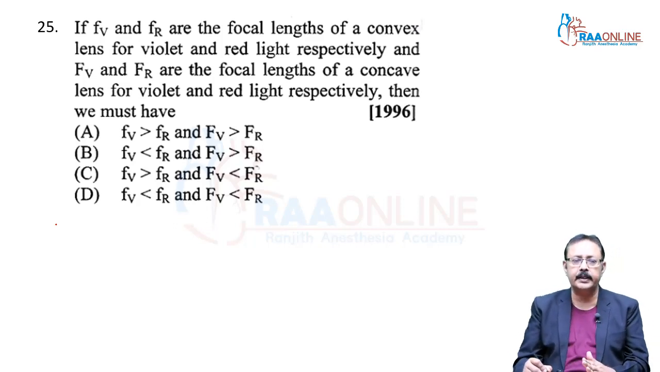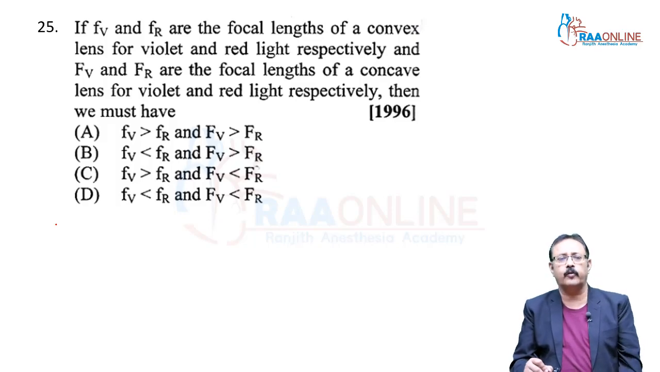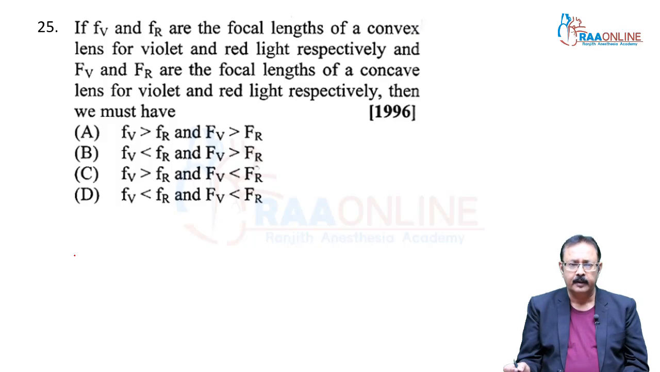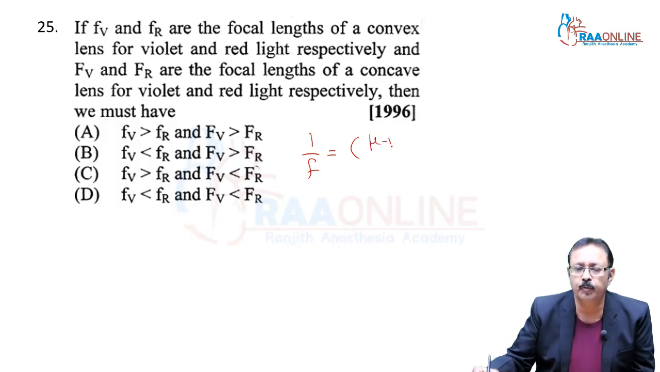Next, it is from 1996 AIPMT. FV and FR are focal lengths of a convex lens for violet and red light. Capital FV and capital FR are focal lengths of a concave lens for violet and red light. Then we know the formula for focal length. I am talking about a convex lens whose focal length is positive. So 1 upon F is equal to mu minus 1, 1 upon R1 minus 1 upon R2.